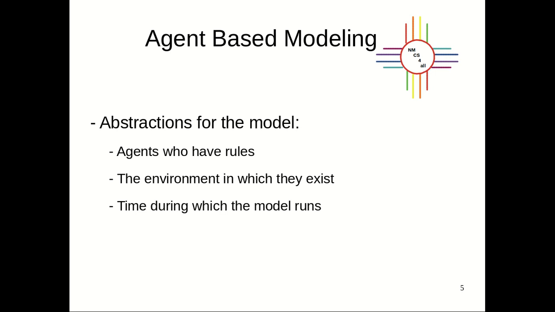You probably remember the concept of abstraction for models from a previous video. In this case, there are three aspects for abstraction: the agents who have rules for existing, behaving, and interacting, the environment in which they exist, and the time during which the model runs. In NetLogo, time is represented by ticks.